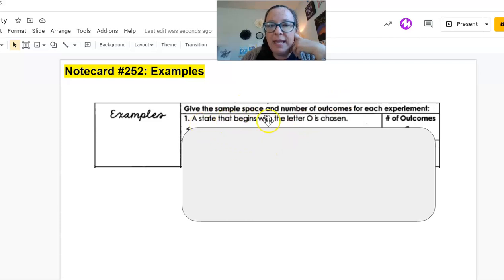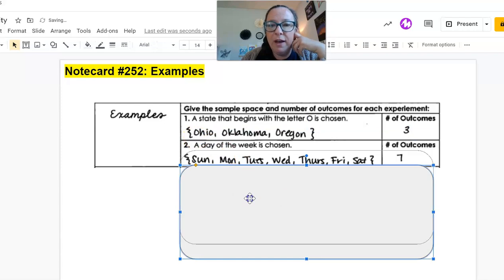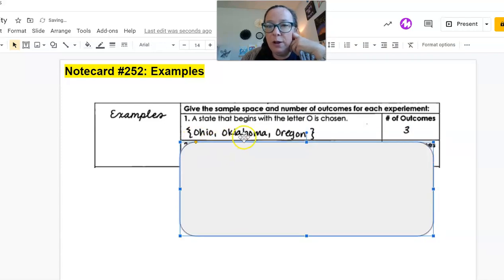So a state that begins with the letter O is chosen. Oklahoma is a state that begins with the letter O, and there might be some more. You may need to look this up if you don't know all your state names. So you need to think about all of the possible outcomes. You have Ohio, Oklahoma, and Oregon. Okay, so this is your sample space. It has the squiggly brackets with commas, and there's only 3 outcomes that you could get.